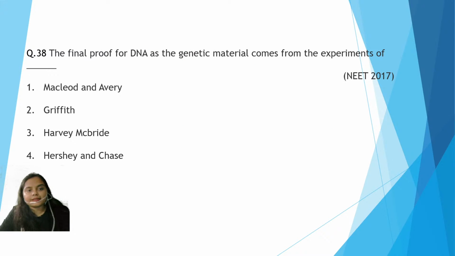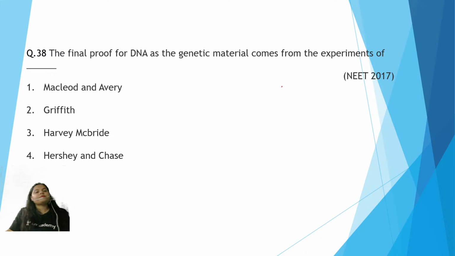Question number 38. The final proof for DNA as a genetic material comes from the experiment of McLeod and Avery, Griffith, Harvey and Chase, or Hershey and Chase. So the final proof for DNA as a genetic material came from the experiment of which one of the following scientists? What do you think?